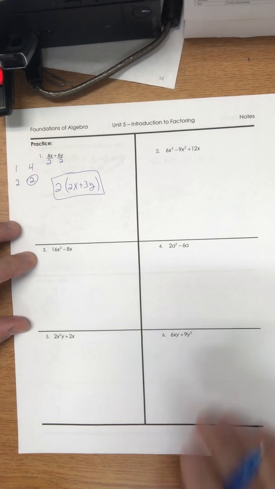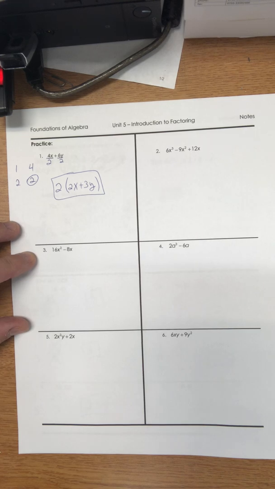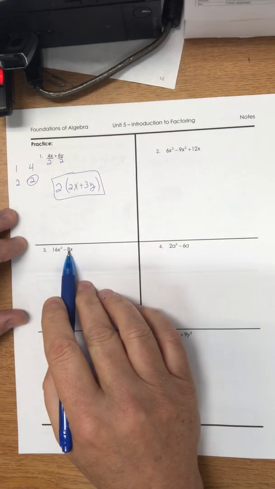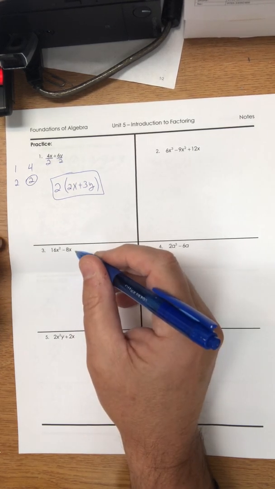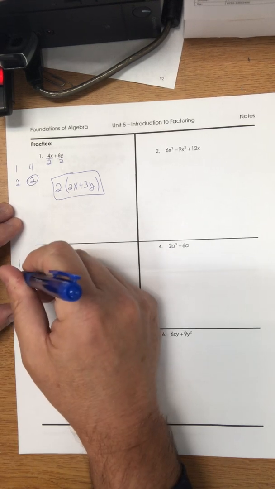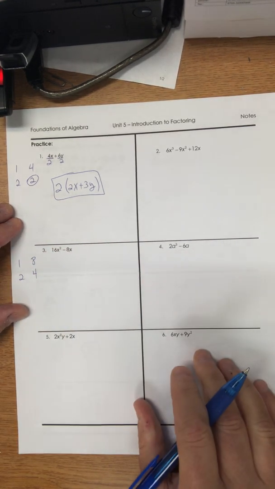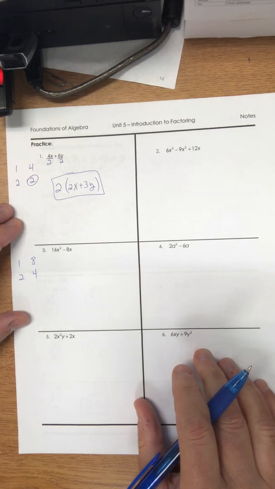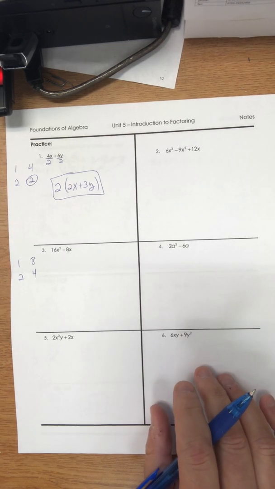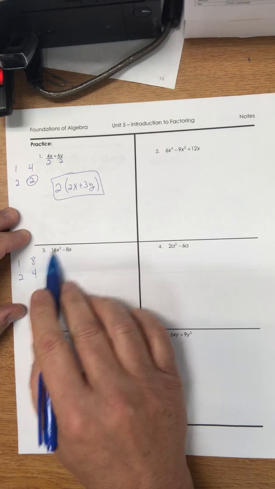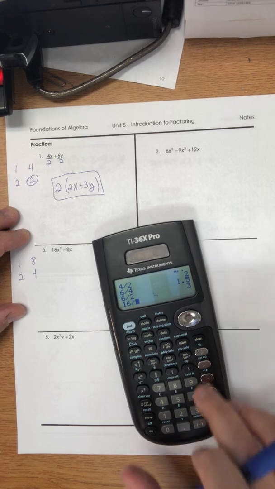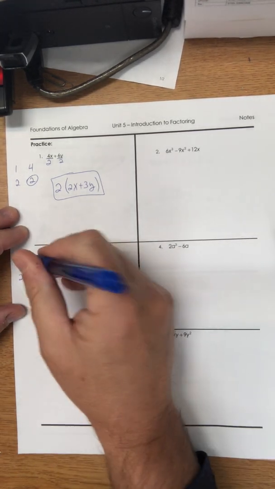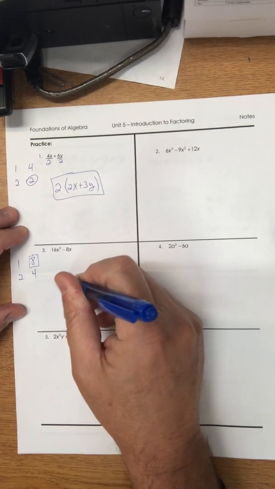Let's do number 3. Now, if you'll notice, number 3 has some negatives in there, but not to worry. Let's start with our 8 first. Let's list our factors of 8. So it's 1 and 8, and 2 and 4. All right, so now let's figure out which one goes into 16. Well, let's do 16 divided by 8, and that would give me 2. So I know 8 is my greatest common factor number-wise. So we know 8 is going to be outside the parentheses.